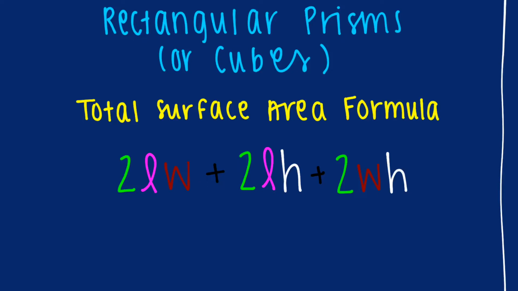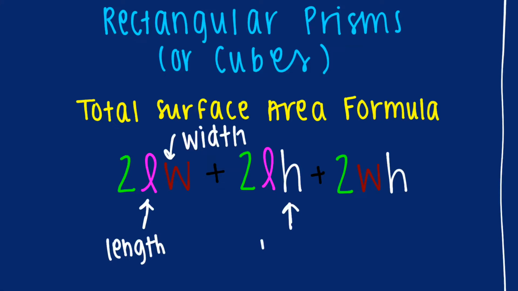So your formula for total surface area of rectangular prisms and cubes, this is only for those two, is 2LW. In this case, L stands for length, and W is width. Plus 2LH. So again, that L is still length. That's why I made it the same color. But the H is now height. And at the very end, plus 2WH. Again, those W's are the same. It's width. And that H is height. So looking at it as a whole, it's 2LW plus 2LH plus 2WH.